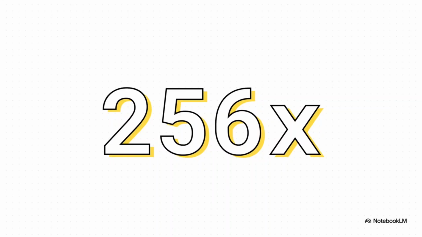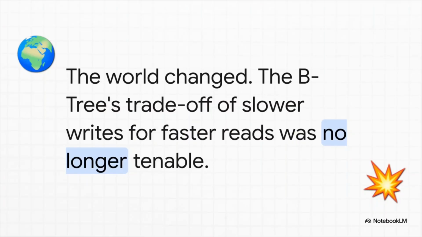Get this. To update a tiny 32-byte record, a B-tree might have to rewrite an entire 8-kilobyte page. That is a write amplification of 256 times. The database was literally doing 256 times more physical work than it logically needed to. Now just imagine that, but multiplied by millions of updates every single second. It just wasn't sustainable. And it really all boils down to this.